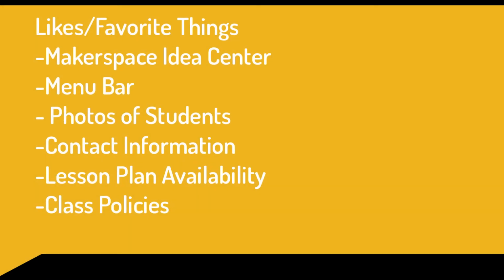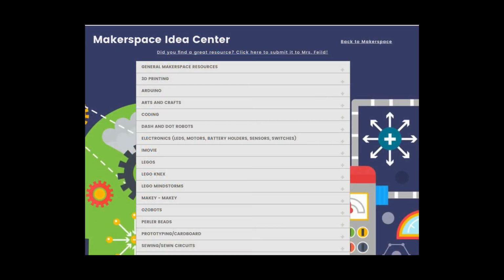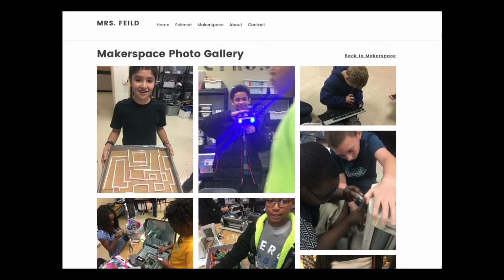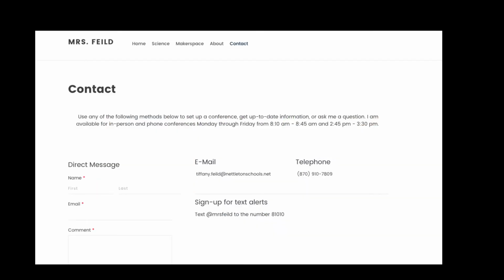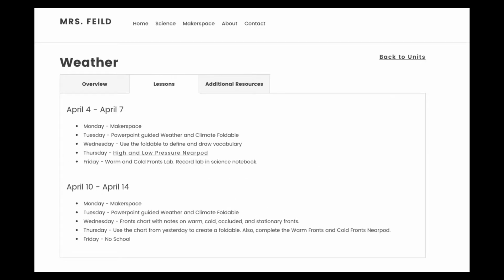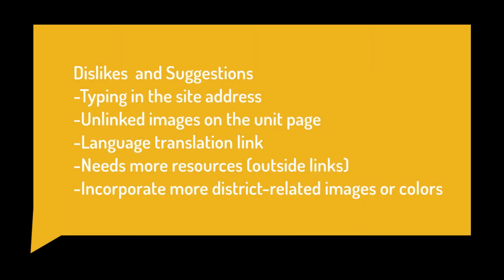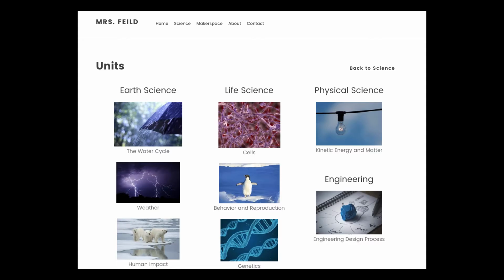Some of the positive comments from user testing were that the Makerspace Idea Center was a great page, the menu bar was easy to use, they liked the photos of students creating, and there was a lot of contact information. Two different parent users noted the availability of the lesson plans, and the listing of class policies was also something liked by the users.